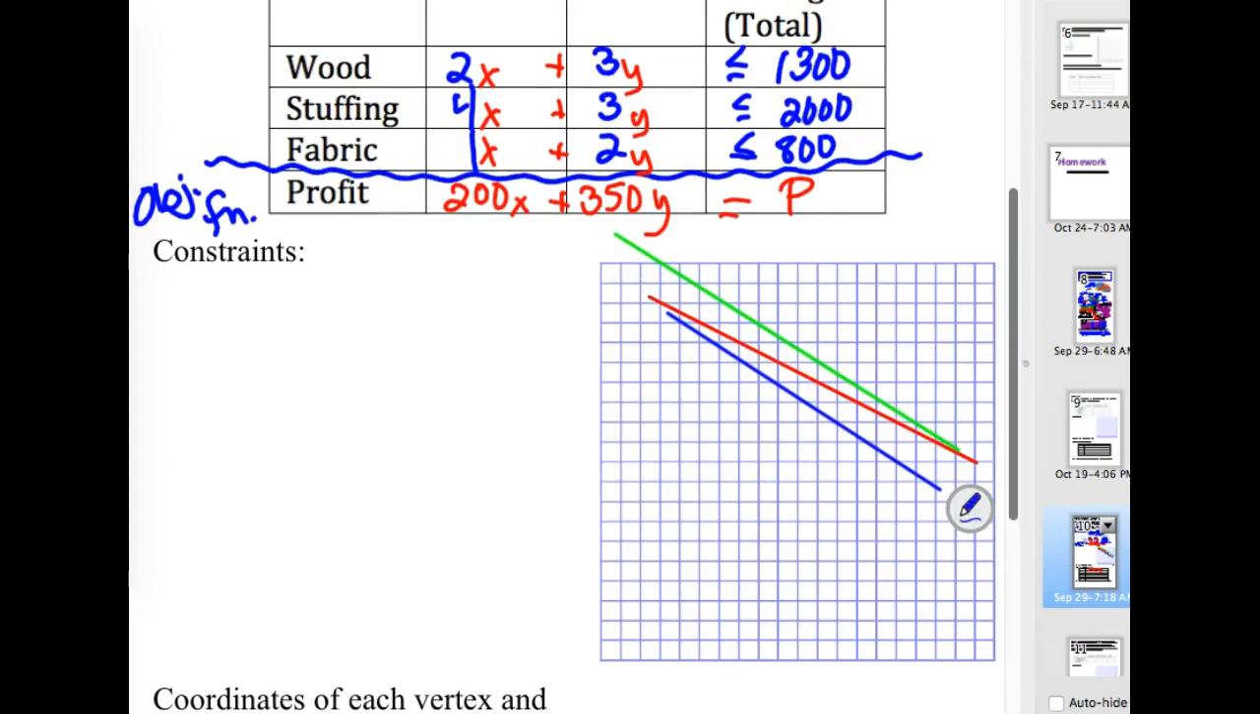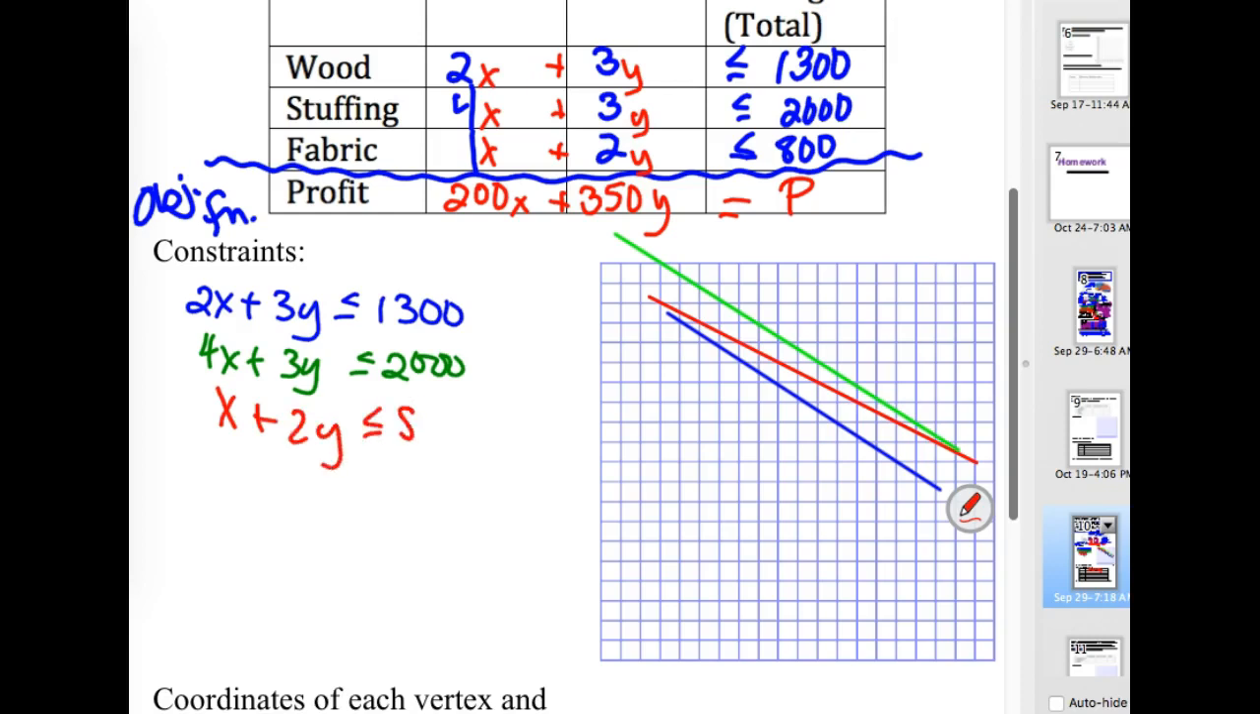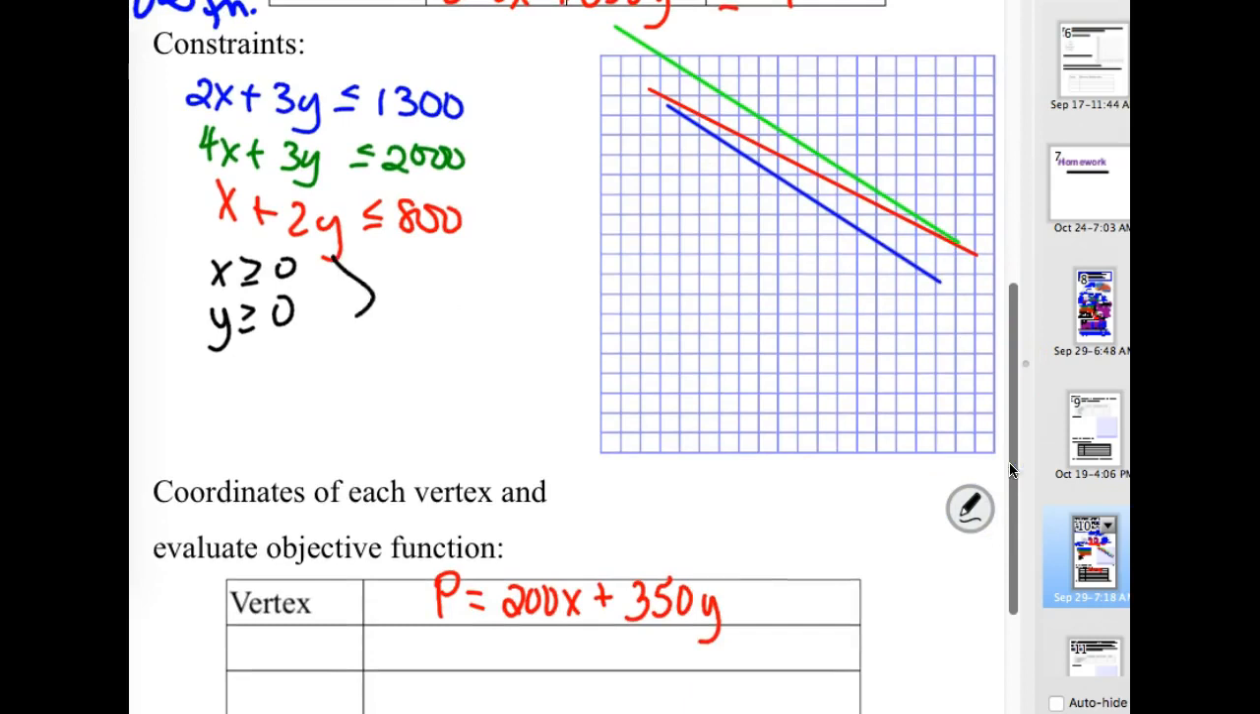Okay, my constraints. I have 2x plus 3y has to be less than or equal to 1,300. I have 4x plus 3y is less than or equal to 2,000. And x plus 2y is less than or equal to 800. And what are the two that you have to add in there? Yes. Okay, so again, those bottom two just tell me that I'm in quadrant 1.